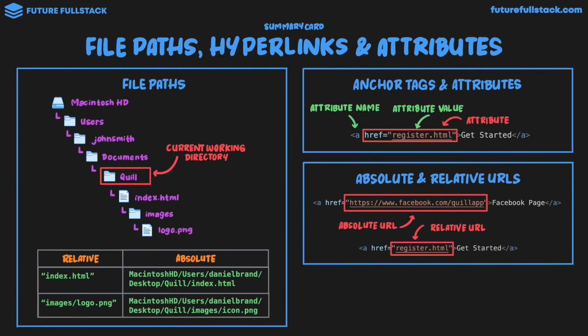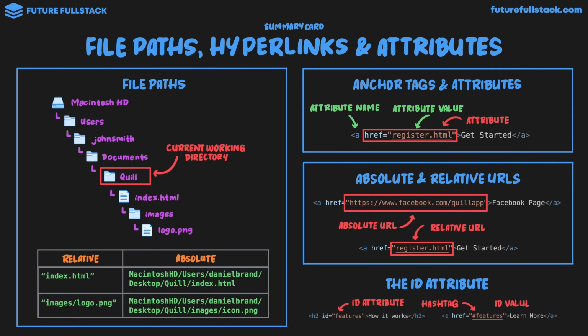Let's now finish off the file paths, hyperlinks, and attribute summary card. We looked at the ID attribute and focused on the concept of anchor linking. We achieved this by giving an ID attribute to an HTML element. We then reference this element inside our hyperlink by using a hashtag and the ID value inside the href attribute.